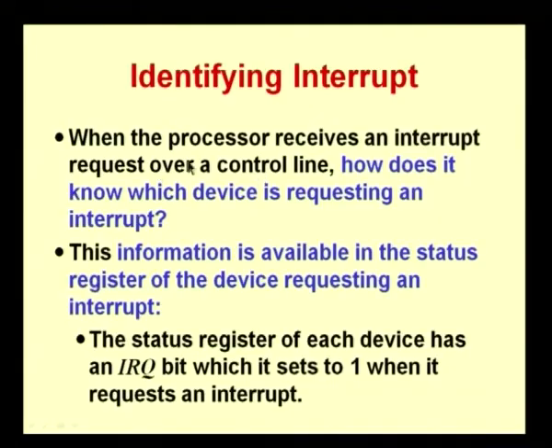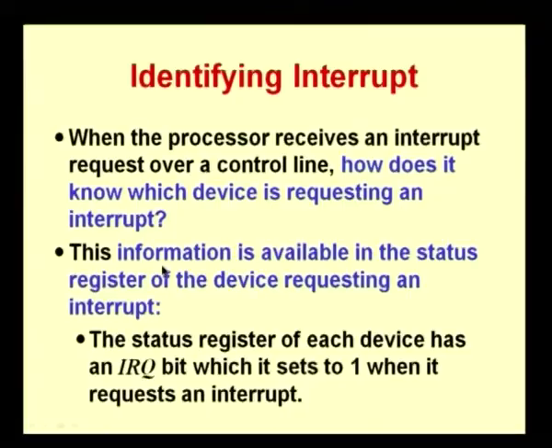When the processor receives an interrupt request over a control line, how does it know which device is requesting an interrupt? This is the first question that we need to look at. Normally, this information would be available in the status register of the device which is requesting an interrupt.